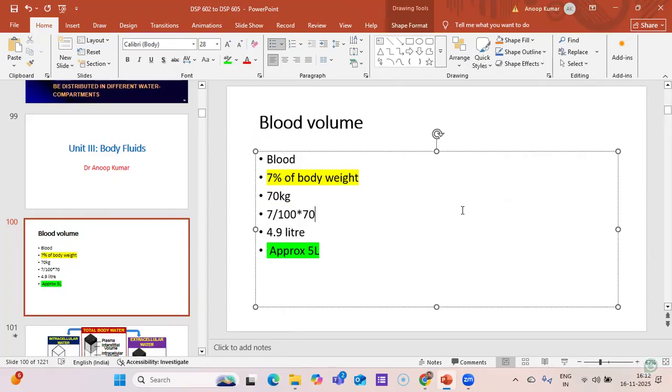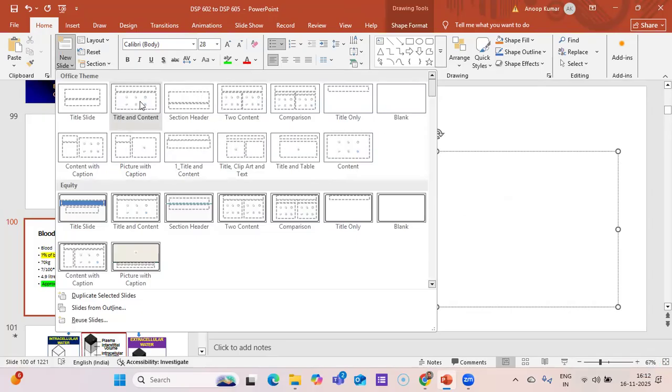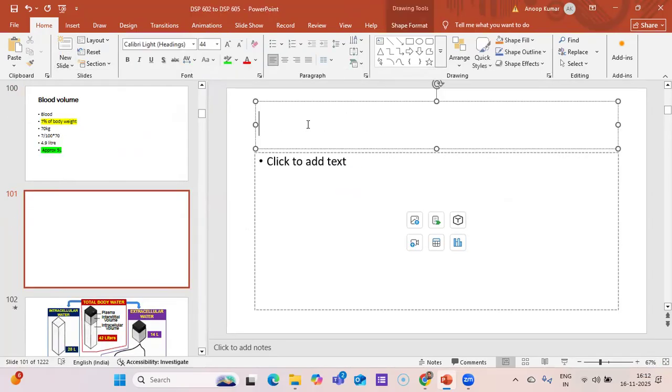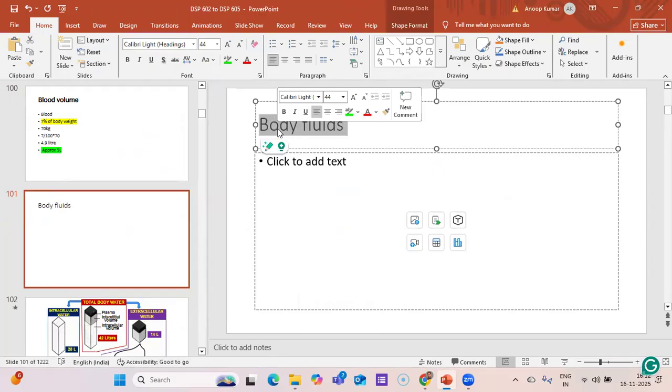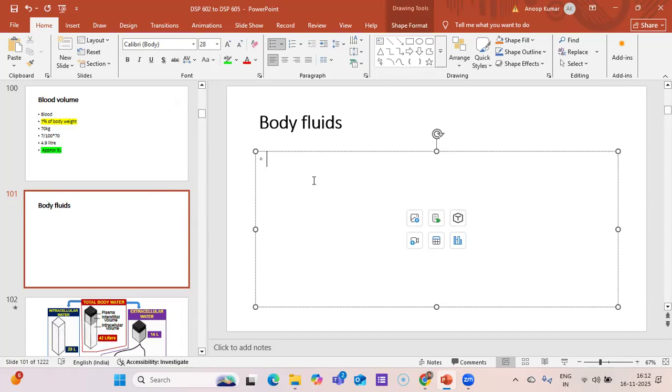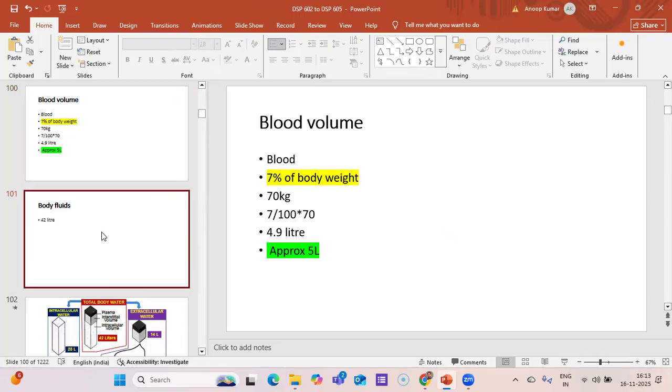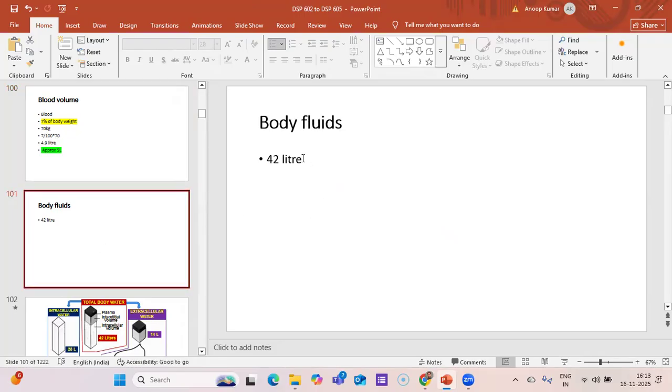But if the question is asked about body fluids, how much total body fluid you have, the answer to this question is not 7% of the body weight. Body fluid is different, right? So you have to understand body fluids. When we talk about body fluids, the total body fluid is 42 liters, right? You can see how much difference there is. Here you are talking about approximately 5 liters and total body fluid is 42 liters. So don't be confused.